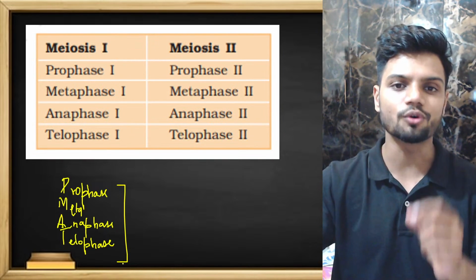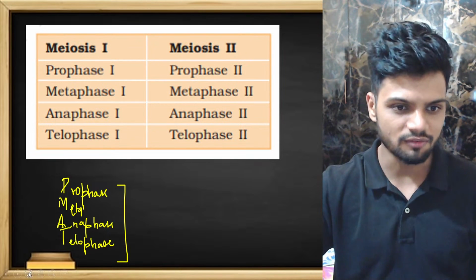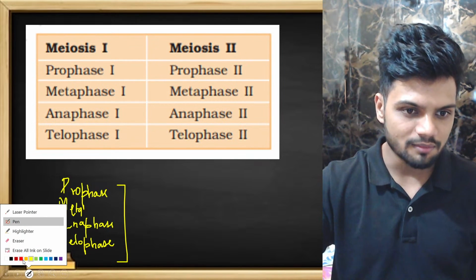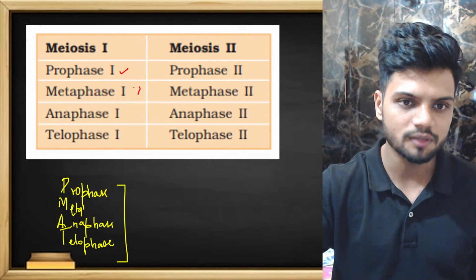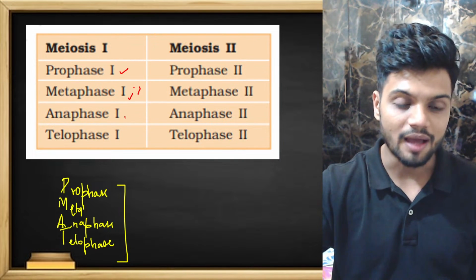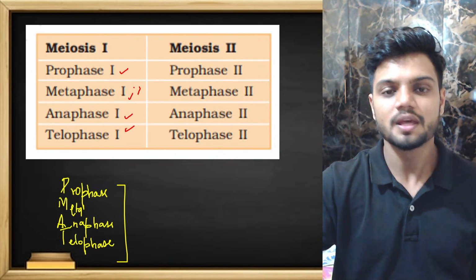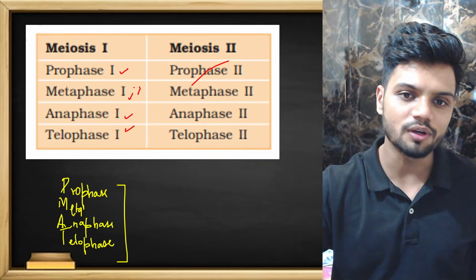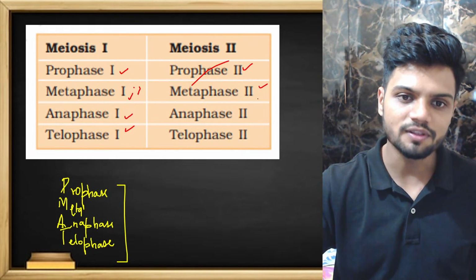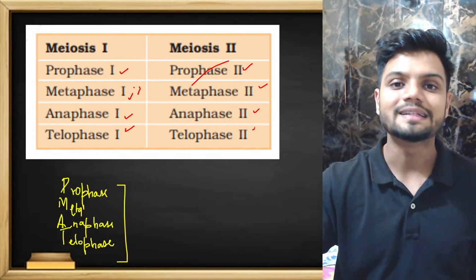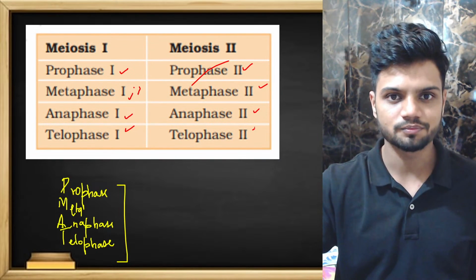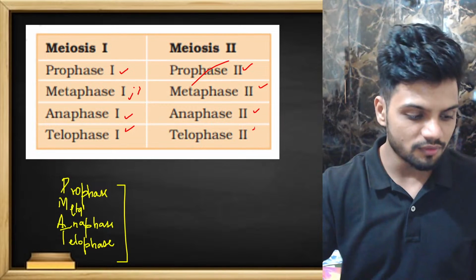Similarly in the case of meiosis also, we have the following. Under meiosis 1 we have prophase 1, metaphase 1, anaphase 1 and telophase 1. Similarly in meiosis 2 also we have prophase 2, metaphase 2, anaphase 2 and telophase 2. Clear? Now we will understand.